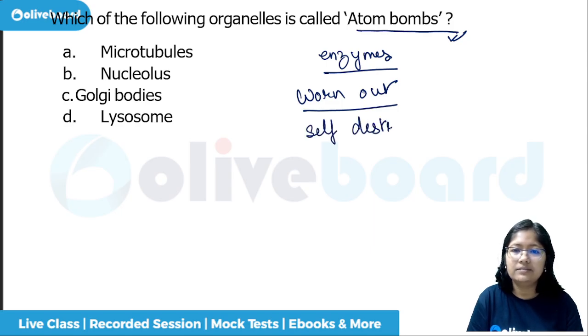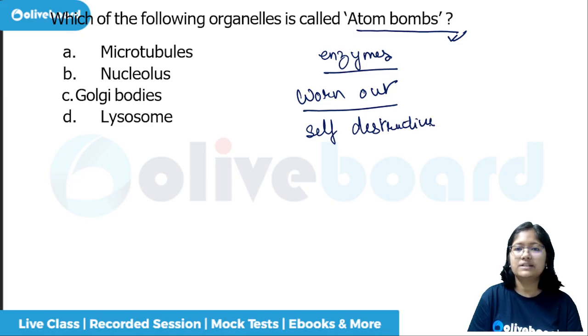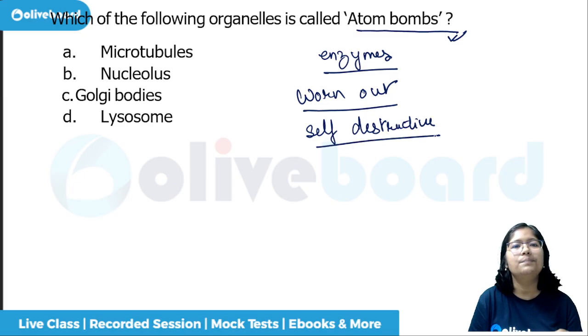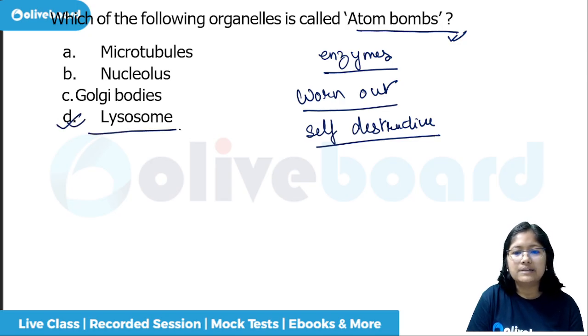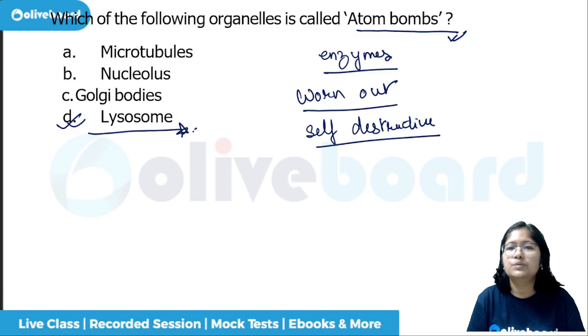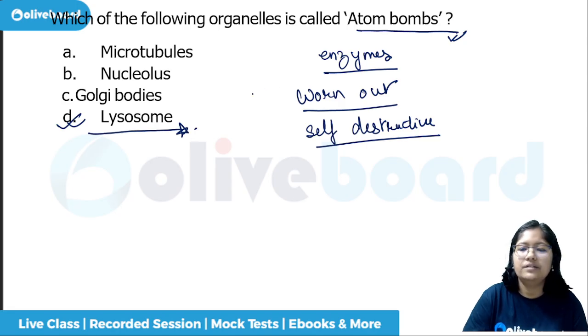It is self-destructive. So who is self-destructive? Known as the suicidal bag of the cell. So it is your lysosomes. Lysosomes are known as the suicidal bags of the cell. Okay, and they are self-destructive as well.